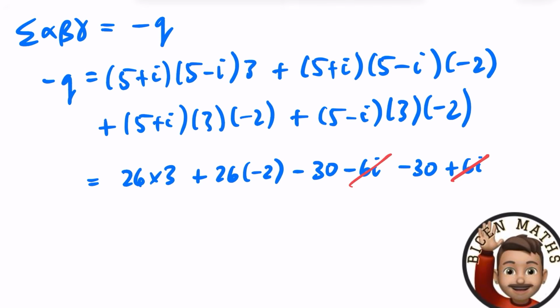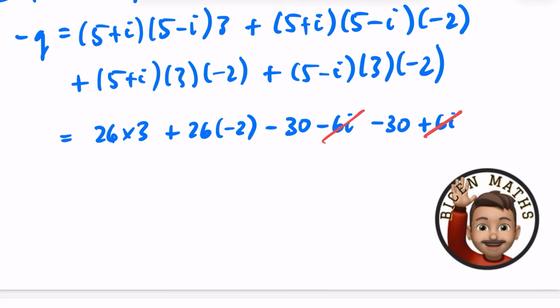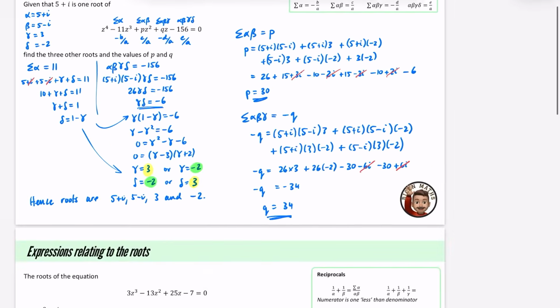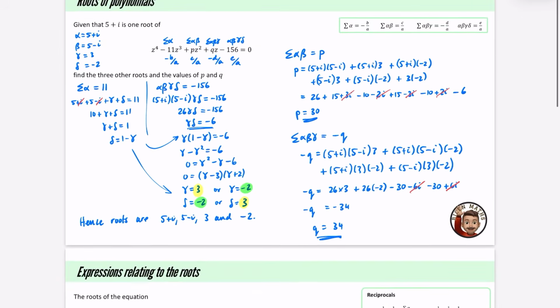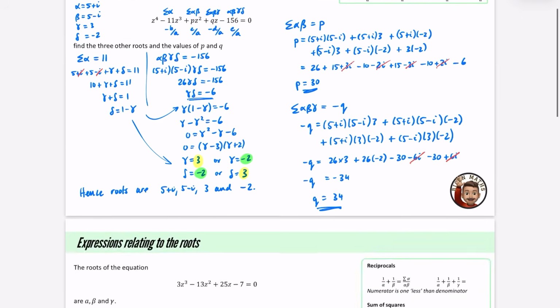As usual, the imaginary parts are going to cancel, and I can just type into my calculator 26 times 3 minus 26 times 2 minus 30 minus 30. And we get that minus Q is equal to minus 34, which means that Q is equal to 34. So we got that Q was 34, P was 30, and we got all of those roots. Like I said, try it in a different method. You might come up with a different way of doing this, but you should still come up with those same values that I have done here.